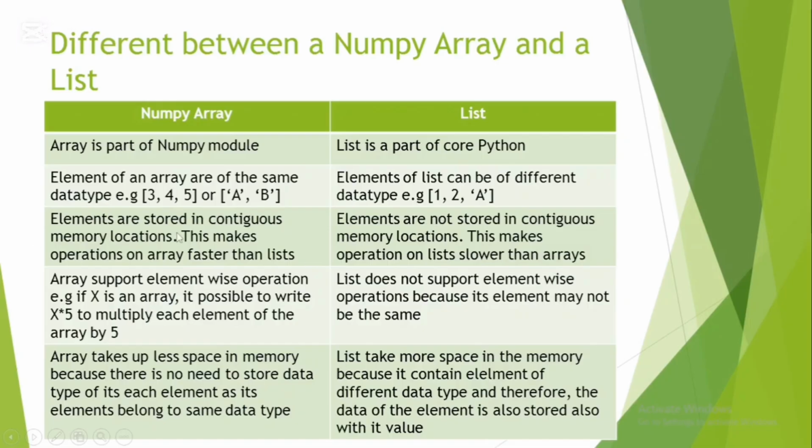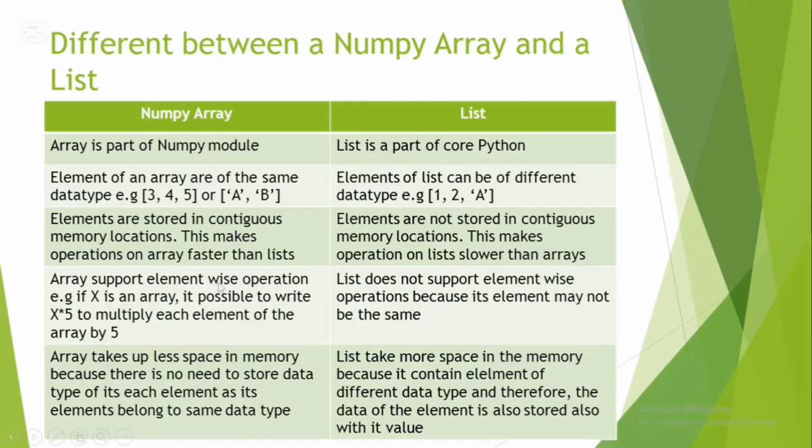Now, elements are stored in contiguous memory locations. This makes operations on an array faster than on a list. Because the elements are stored in contiguous memory locations, any operation we perform with an array is faster than with a list. But lists are not stored in contiguous memory locations, and this makes operations on a list slower than on arrays. So while working with a list, our program will be slow compared to working with an array.